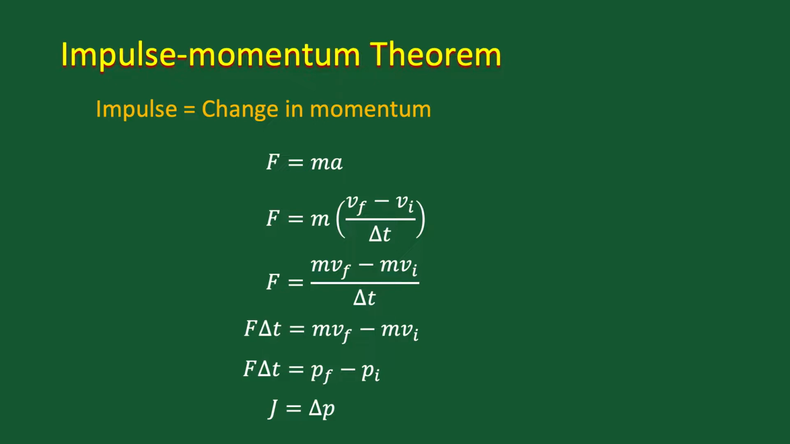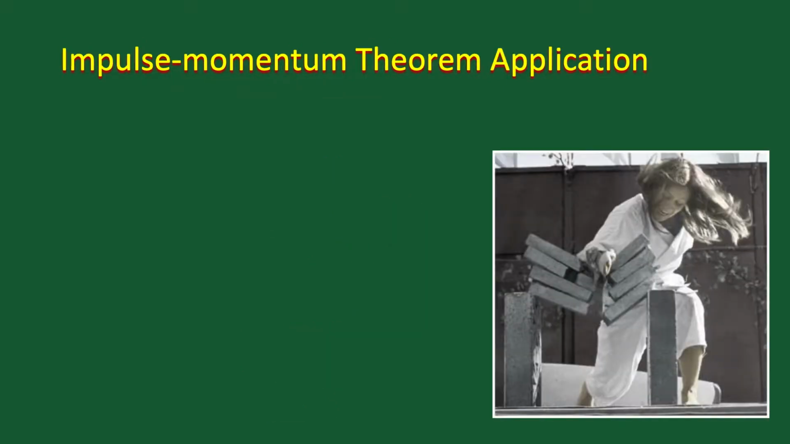Again, the impulse momentum theorem tells us that when you apply some impulse to an object, the impulse changes the momentum of the object. Or in other words, in order to change the momentum of an object, you need to apply impulse to the object. There are many applications of the impulse momentum theorem. So let's look at this example.